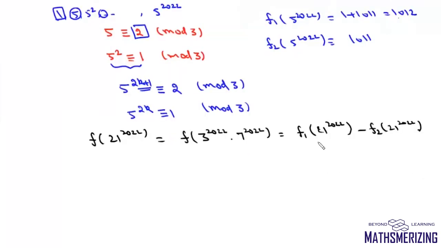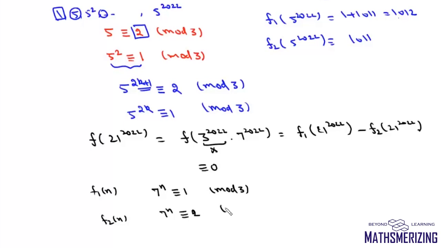Now for both f1 and f2, we cannot include any 3, because if 3 is included, then it will be a multiple of 3. So we'll get this congruent to 0, which we do not need for f1 and f2. So for f1, we need 7^n congruent to 1 modulo 3, and for f2, we need 7^n congruent to 2 modulo 3.